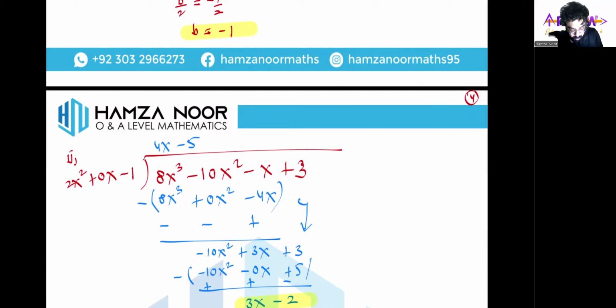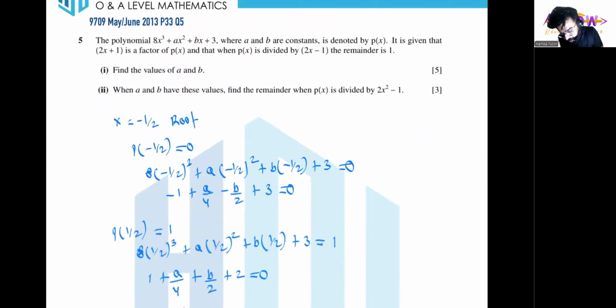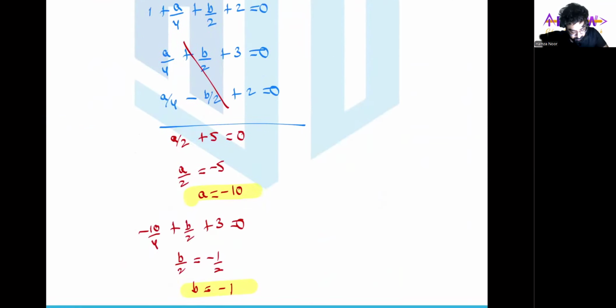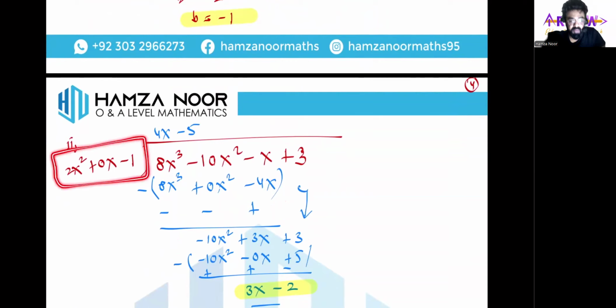So we have a cubic polynomial, 8x cubed minus 10x squared minus x plus 3. And the divisor is basically 2x squared minus 1. Okay, so whenever you are using this method, always write the polynomial in a strict sequence, because this divisor is also a polynomial itself.